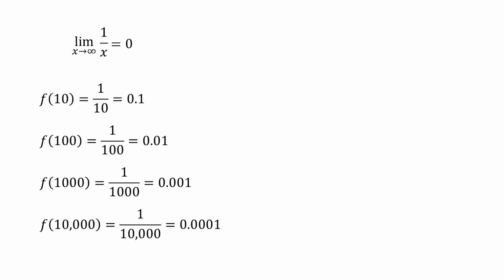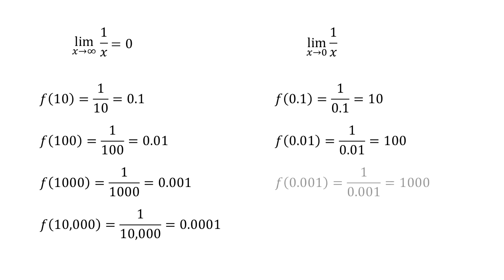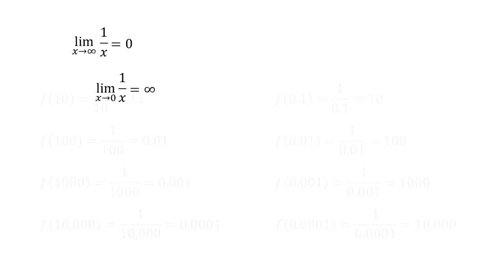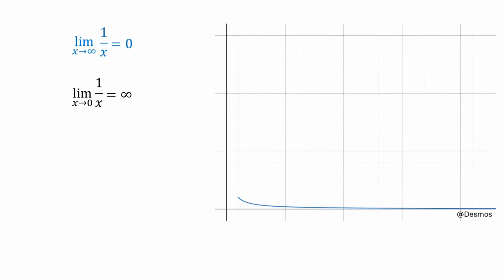Now, try calculating with smaller and smaller numbers. We want to find the limit when x approaches 0. Here, the result is getting bigger as x gets smaller. Therefore, the limit is infinity. If you plot this function, you'll see that the graph gets closer to 0 as x grows bigger, but never reaching it. You will also see that it grows forever as x gets closer to 0.